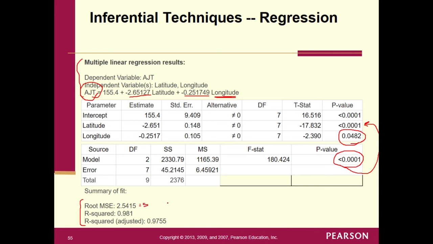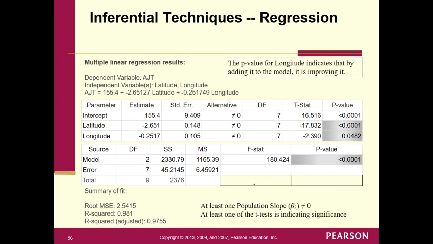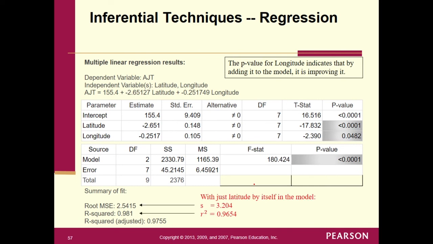And then we got R squared. Let's not worry about R squared adjusted right now, but that's part of the output. So, like I said, at least one population slope is not equal to 0. And let's take a look at what happened to the model.